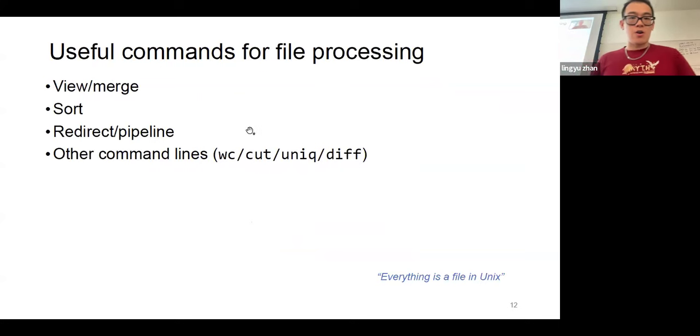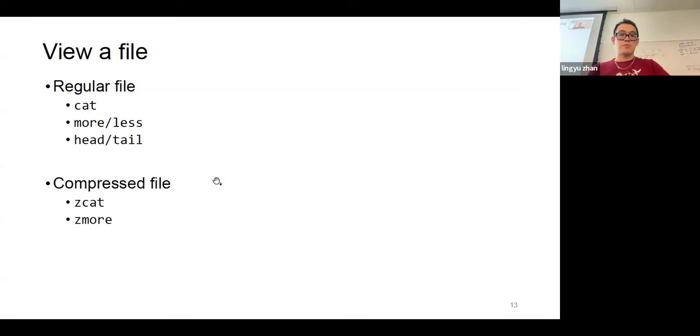Okay, there are some more commands that we are going to use, and there are a few different ways that we can do file processing. One is looking at the contents of a file and merging files if we have multiple. We want to know how to sort a file. We're also going to learn a special function called redirect or pipeline, so you'll know what it does later. And there are other command line tools.